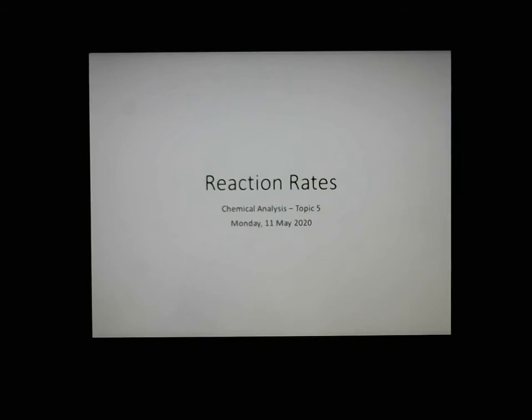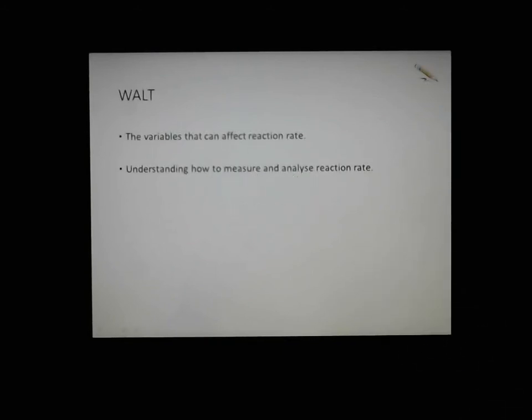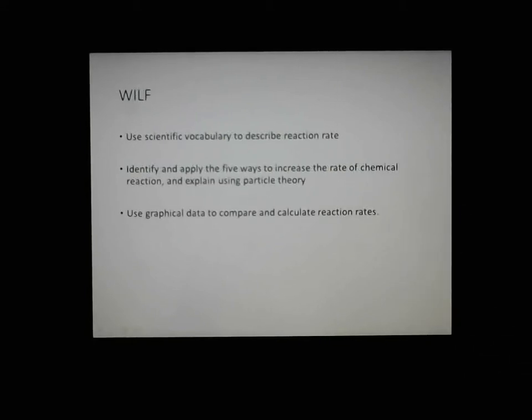So let's get into talking about reaction rates. So here's our WALT. We're going to learn a couple of things here. Firstly, what are the variables that affect reaction rate? And secondly, we're going to look at how we can measure and analyze reaction rate, and that's going to be really important. So things I need you to be able to do: use correct scientific vocab, identify and apply the 5 ways to increase rate of chemical reaction, and then explain those, and then use graphical data to compare and calculate your reaction rates.